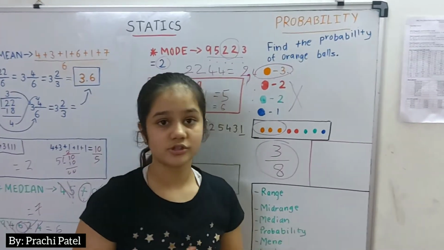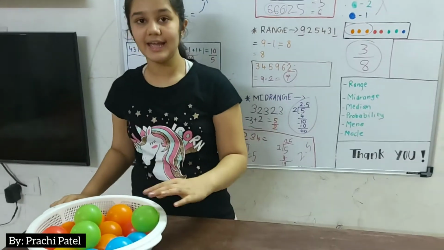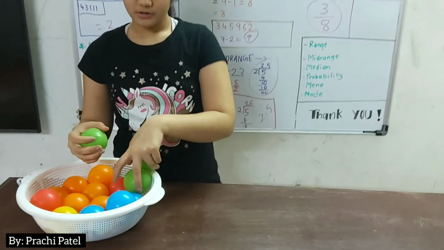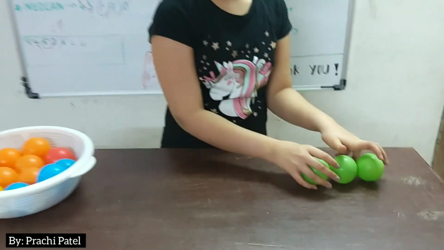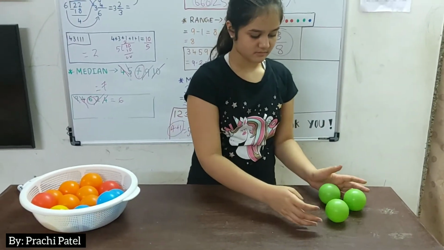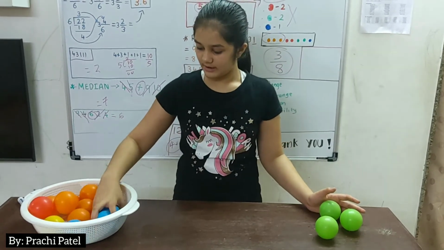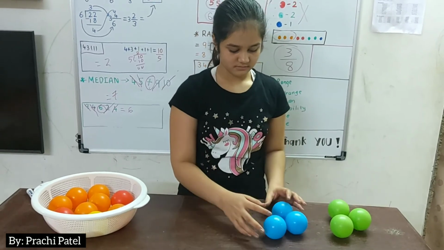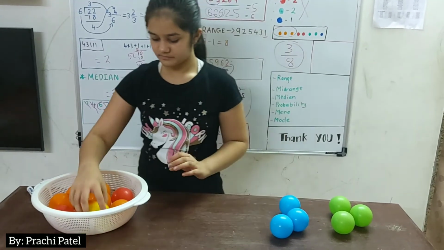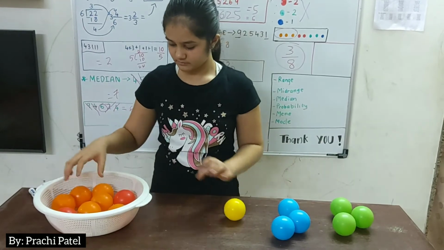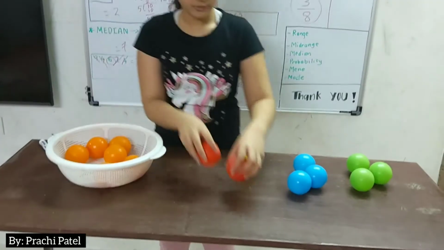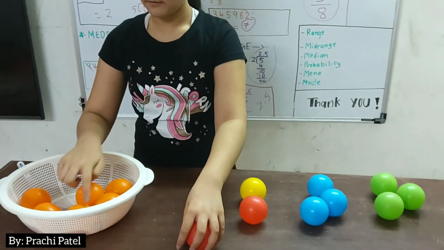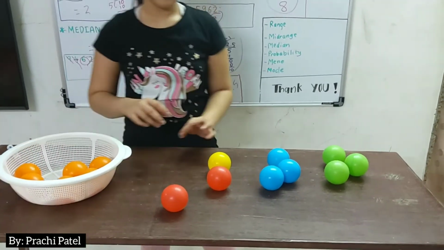But I will also show you how to find the probability in a physical experiment. Okay, so we have 3 green balls, we have 3 blue balls, we have 1 yellow, 2 red, and we have 1, 2, 3, 4, 5, 6 orange over here.